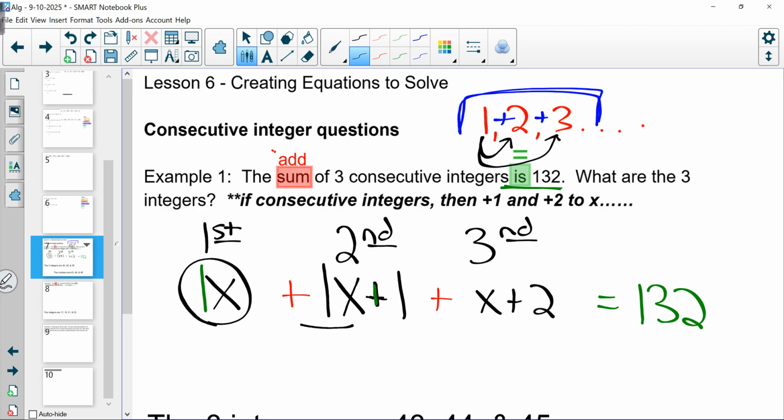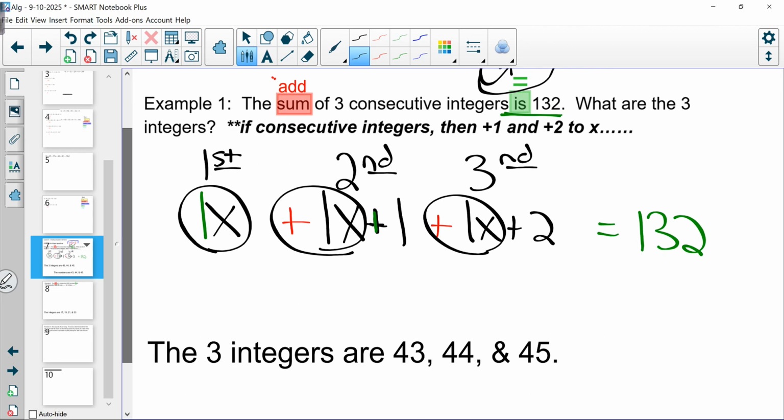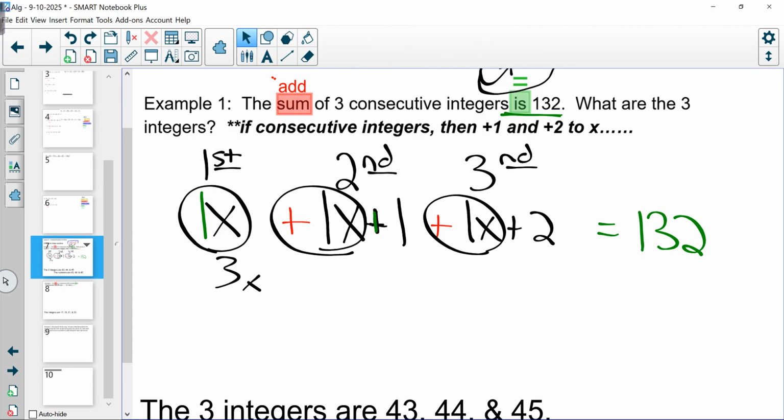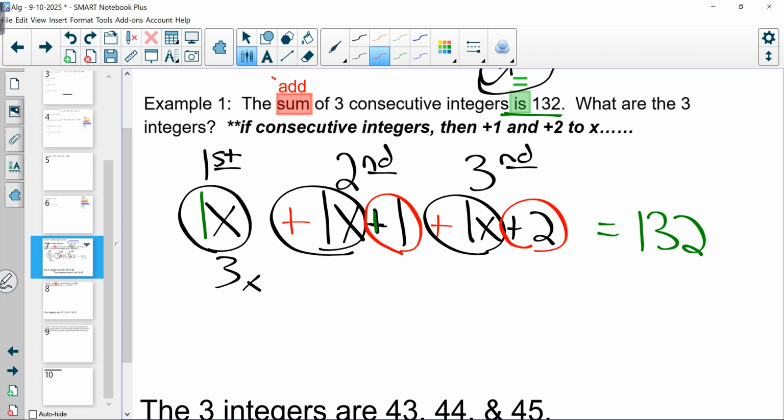Plus what? 1x plus what? What's 1x plus 1x plus 1x? Okay, so there's 3x. By the way, there's your answers right there. I'm going to move that one down, okay? What else can we combine? Plus 1 and plus what? So that would give us 3, positive.